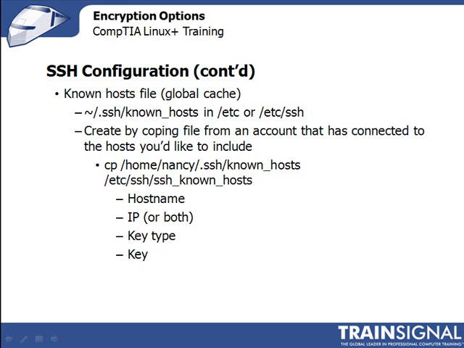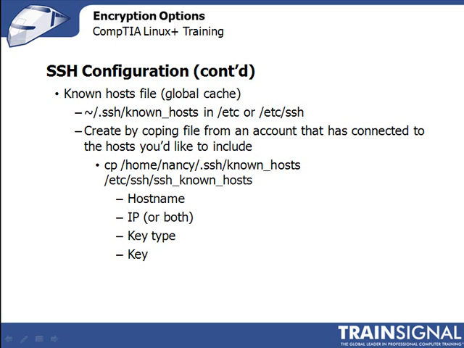Then you can simply use the copy command to copy the file from the user's home directory to /etc/ssh or /etc. So for instance, if we use Nancy as an example, we could copy a file from Nancy's home directory to /etc/ssh. The command would read cp /home/nancy/.ssh/known_hosts /etc/ssh/ssh_known_hosts.